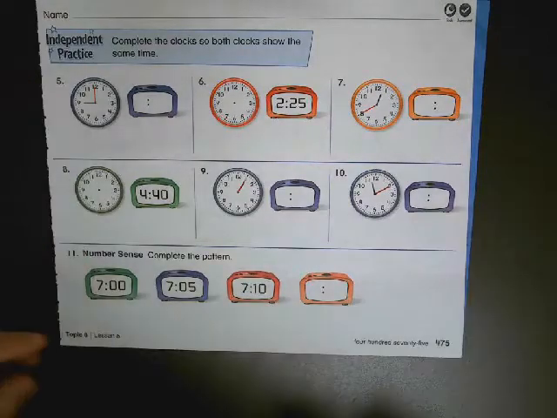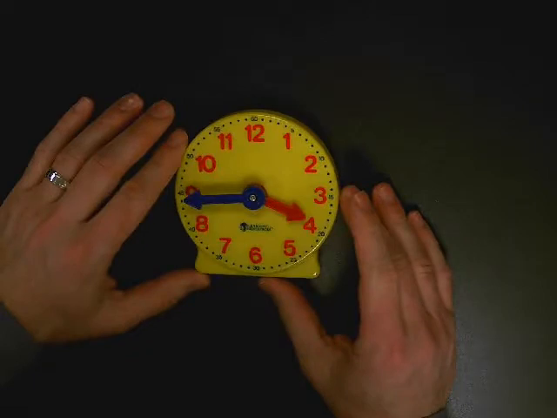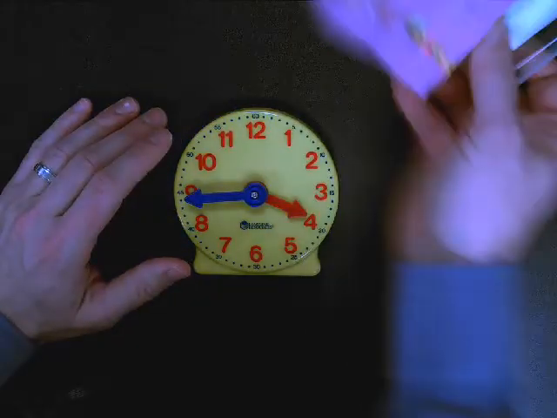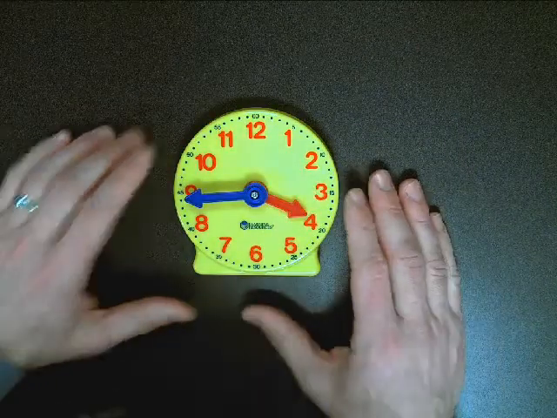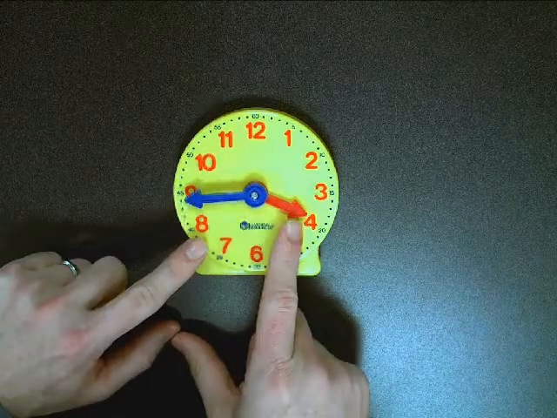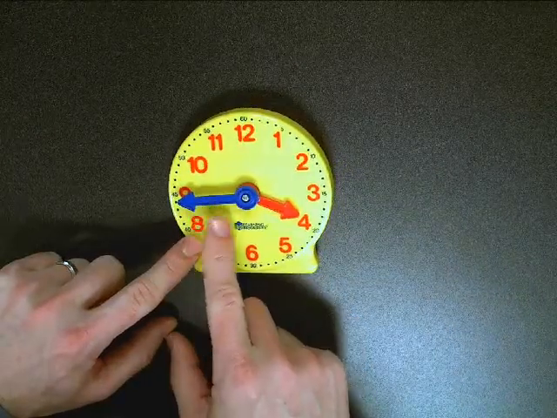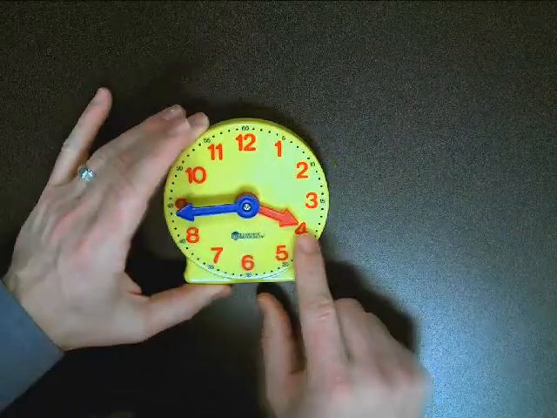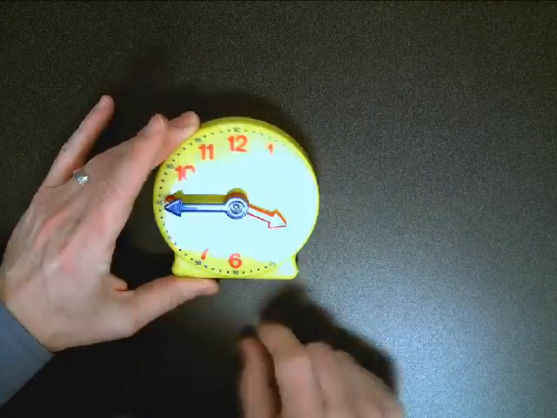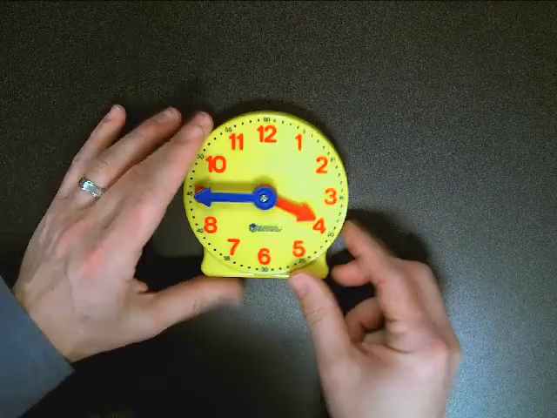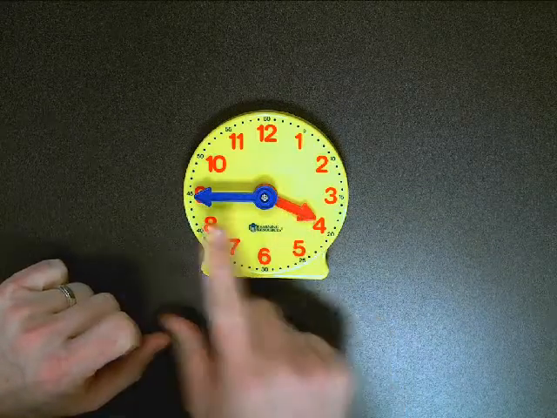So before we actually get started on this, I just wanted to take a quick moment to talk about telling time. If you're taking a look at the clock, there are two hands on the clock. There's the short hand and the long hand. The short hand is called the hour hand. The long hand is called the minute hand. Short hand, hour hand, long hand, minute hand.